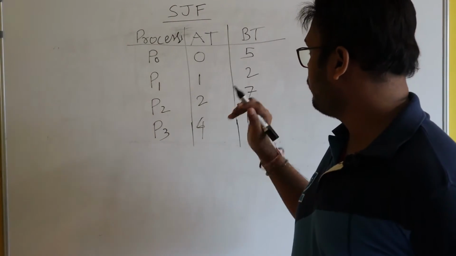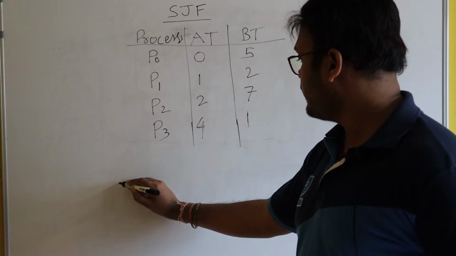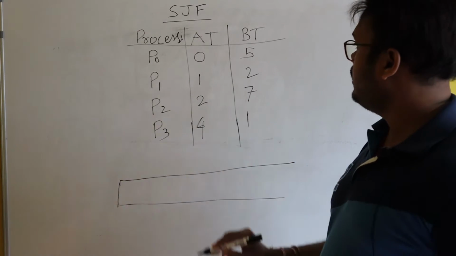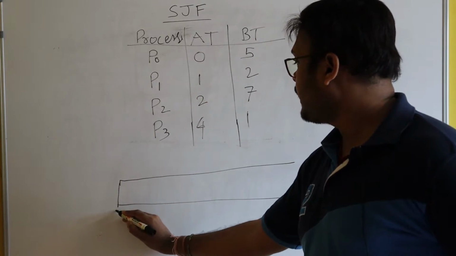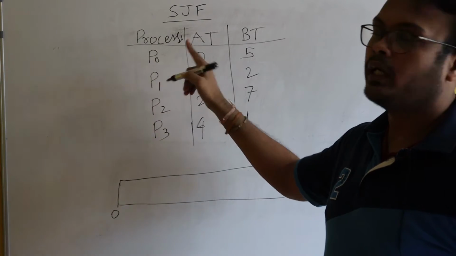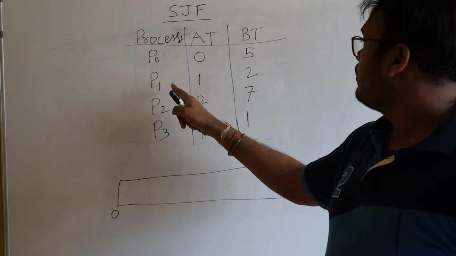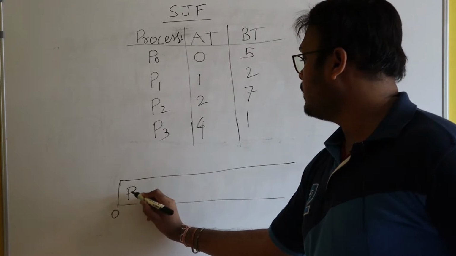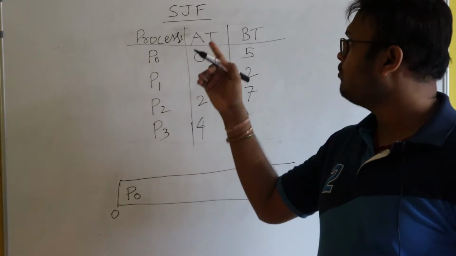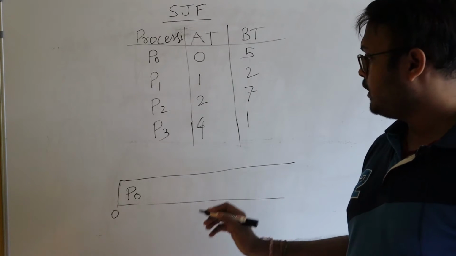Just listen very carefully. According to the shortest job first algorithm, let's draw the Gantt chart. At time 0 seconds, only process P0 has arrived in the ready queue. None of the processes except P0 has arrived. So here I will write P0. Since it's the non-preemptive version of the SJF algorithm, P0 will execute till 5 seconds. There will be no preemption.